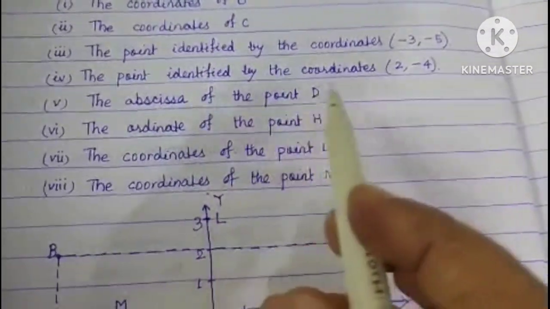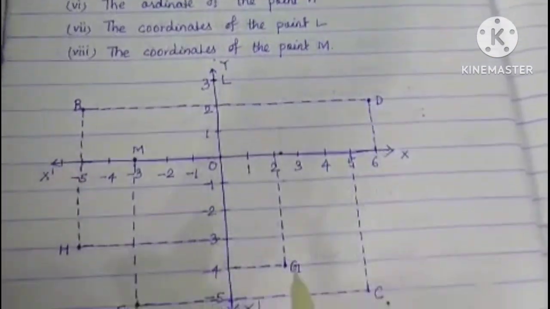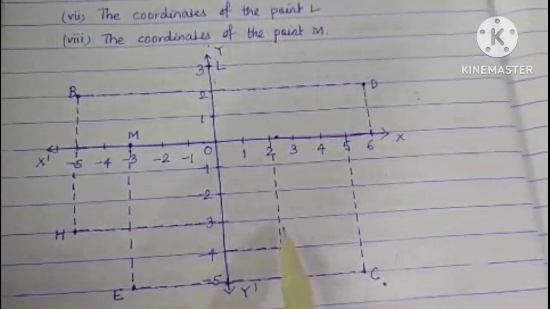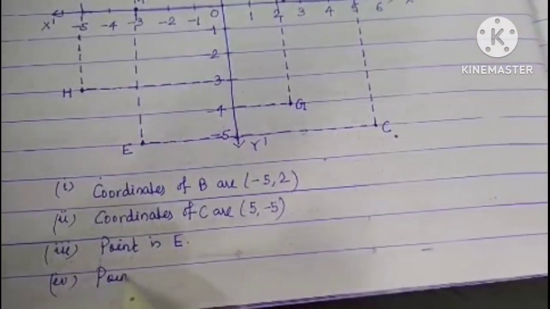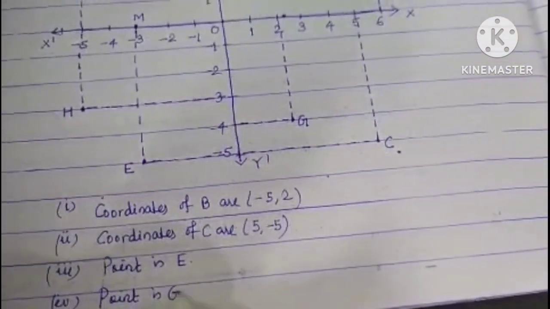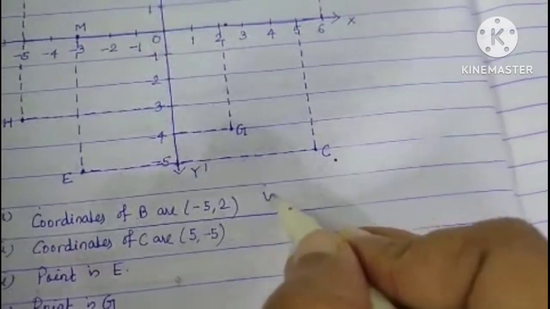Now question 4. The point identified by the coordinates 2, -4. So where is 2? Here it is 2, and -4, here it is -4. So point is G. Okay, now let's come to question 5.